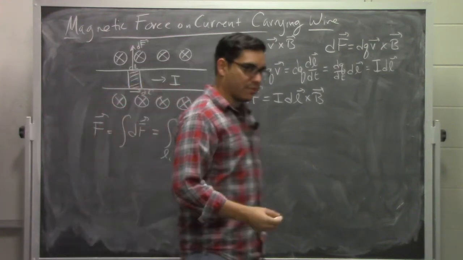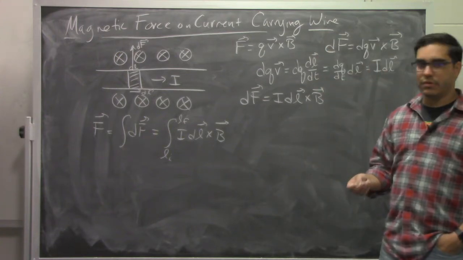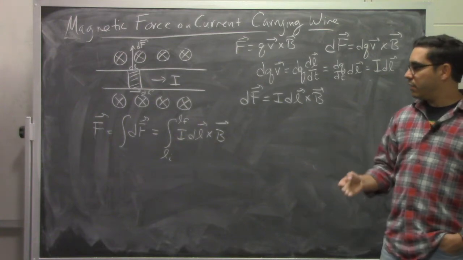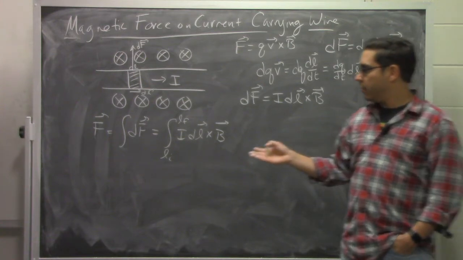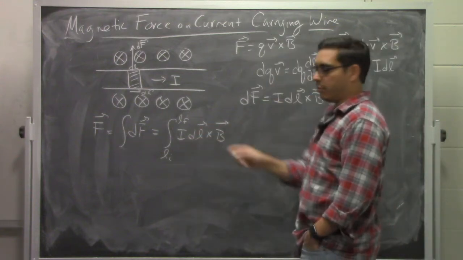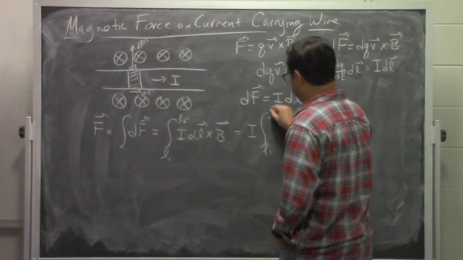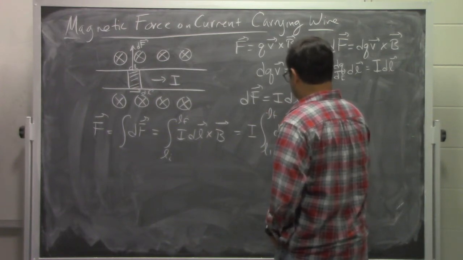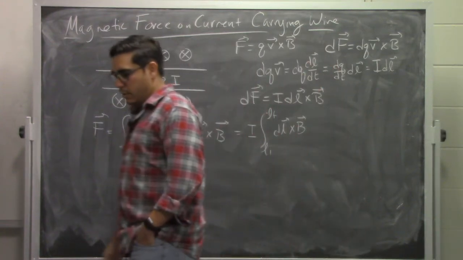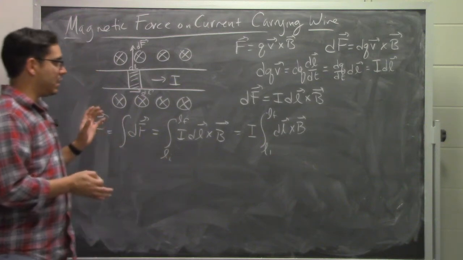Now what we'll do is we'll make some assumptions to make this a little easier on ourselves. We've only dealt with steady currents, that is currents that have a uniform flow and therefore are constant over the whole domain that we're interested in. So this current can actually be pulled out of the integral. And so what we're going to have is the integral from some initial location to some final location of dl cross B.